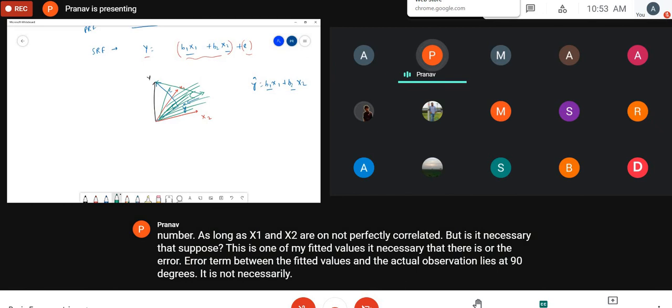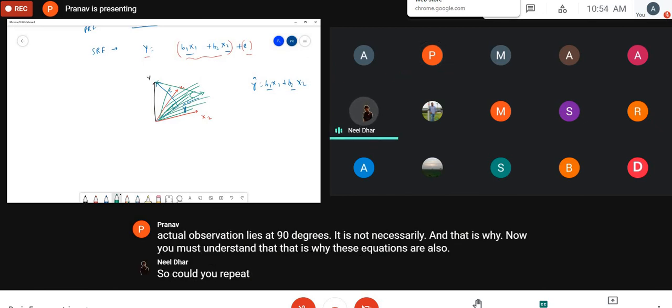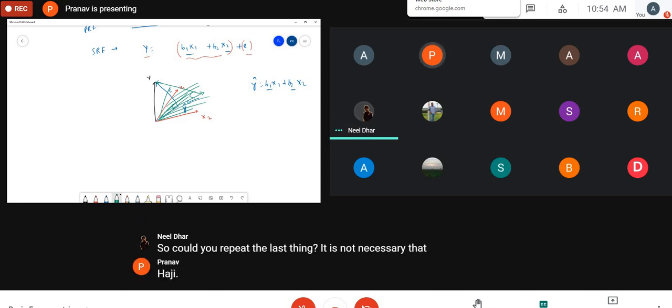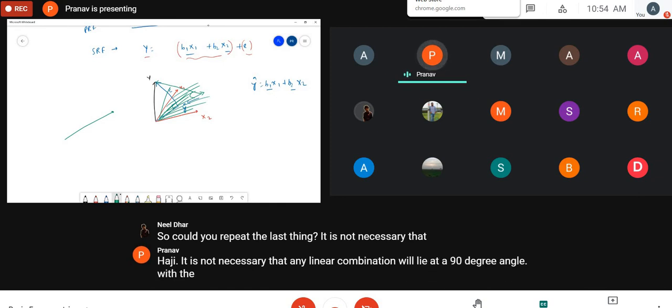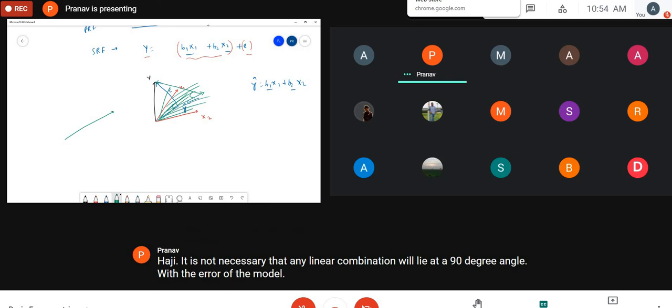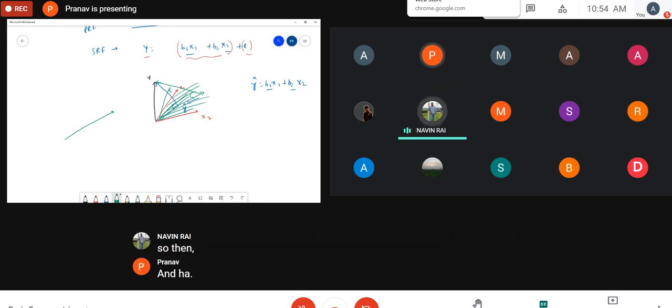And that is why you must understand that these equations are also... Could you repeat the last thing? It is not necessary that any linear combination will lie at a 90 degree angle with the error of the model. Sir, then the distance will not be minimum, because it will not be 90 degree. Minimum, correct.